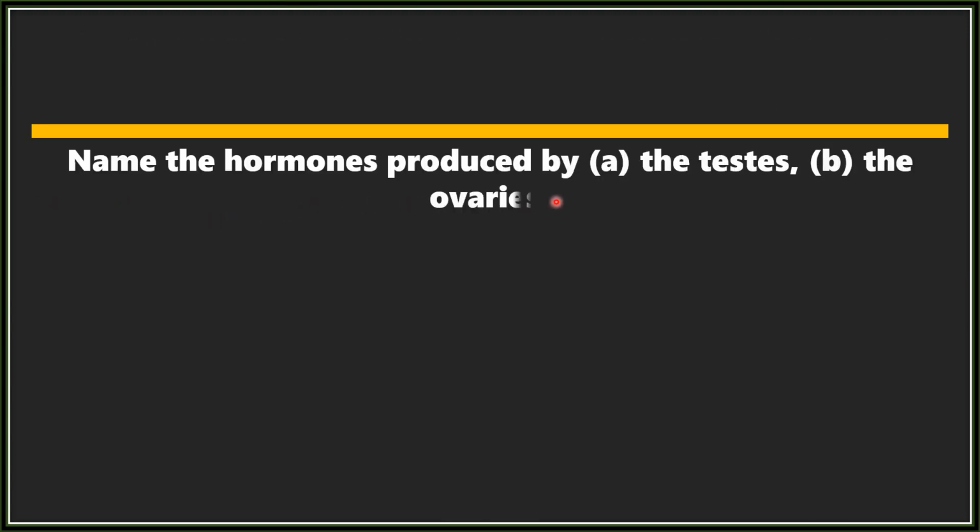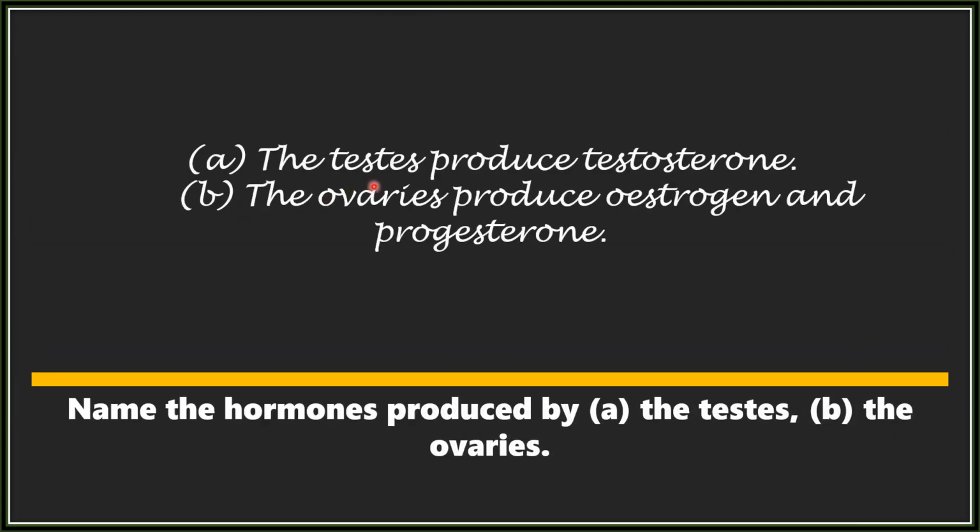Name the hormones produced by testes and ovaries. Testes produce testosterone. The ovaries produce estrogen and progesterone.